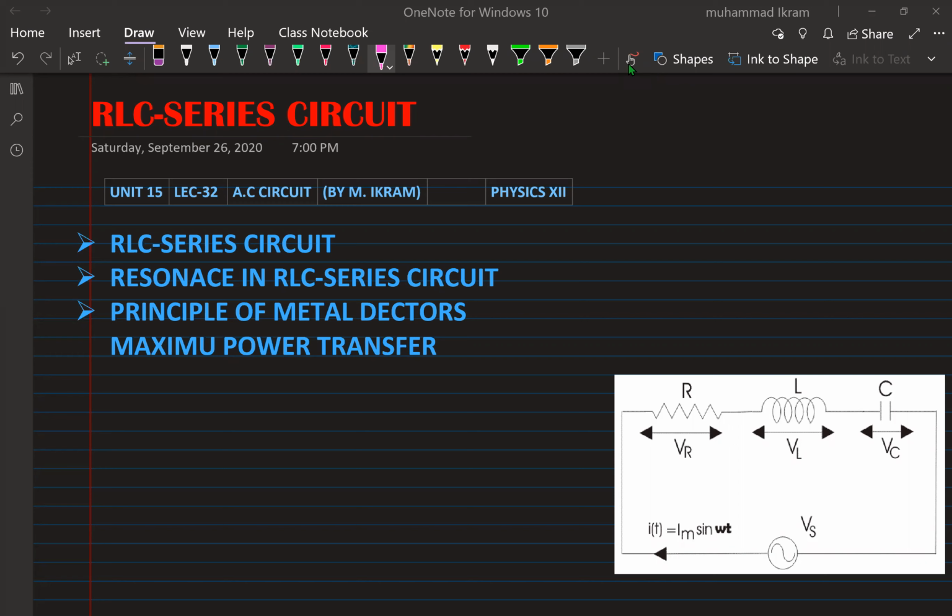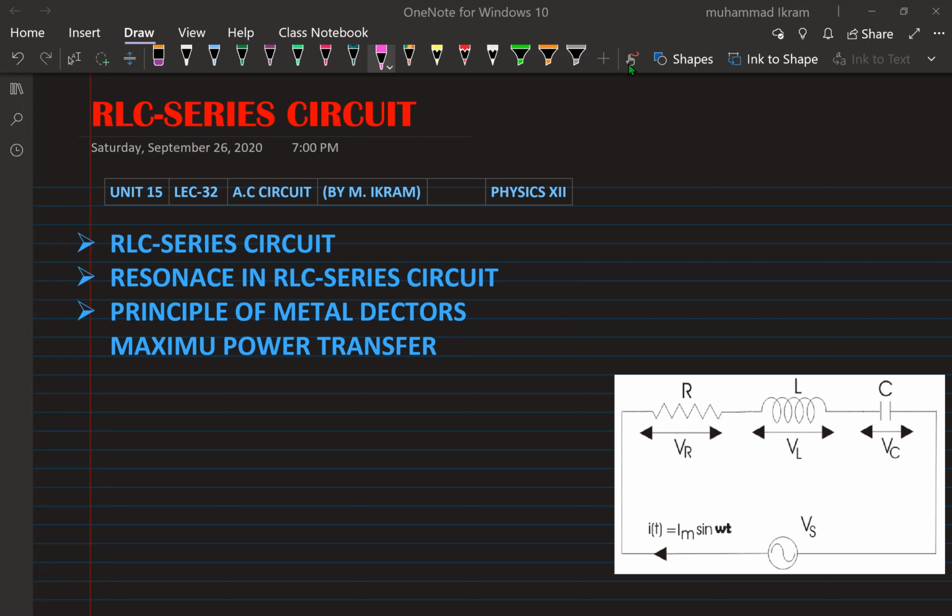Our today lecture is lecture number 32, and this is almost the last part of unit number 15. In our today lecture, we will study the RLC series circuit. So let us start with the name of Allah Almighty. In the previous lecture, we studied the RL series circuit. Today, we are going to study the RLC series circuit.